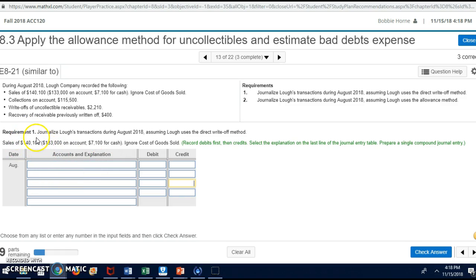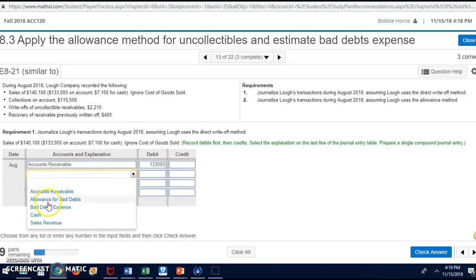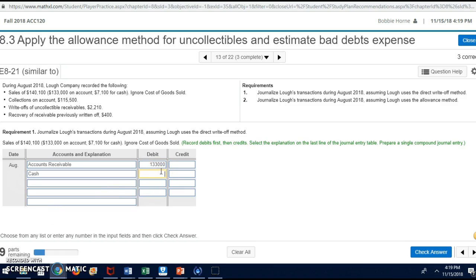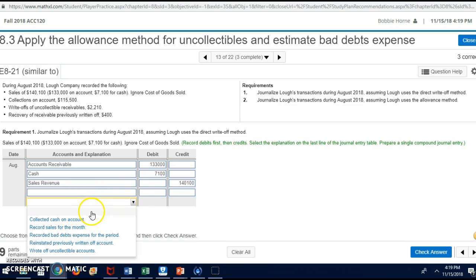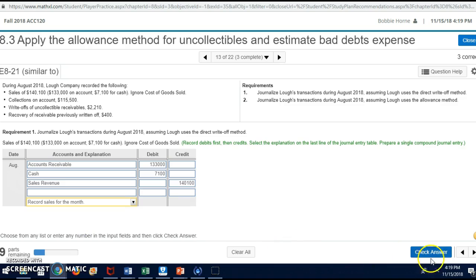For requirement 1, it wants us to record sales of $140,100: $133,000 on account, and $7,100 for cash. We don't need to worry about the cost of goods sold entry. So we're going to debit accounts receivable for $133,000 and debit cash for $7,100, and we're going to credit sales for $140,100, and this is to record sales for the month.